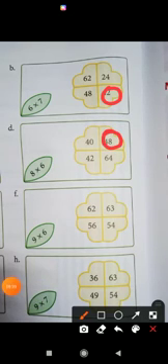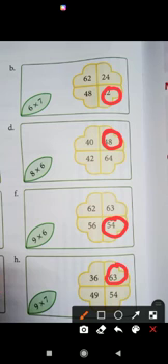Next one is 9 into 6. Numbers are 62, 63, 56, 54. So 9 6s are 54. Circle the 54. Next one is 9 into 7. Numbers are 36, 63, 49, 54. 9 7s are 63. Circle the 63.